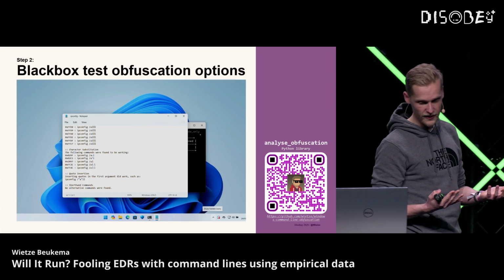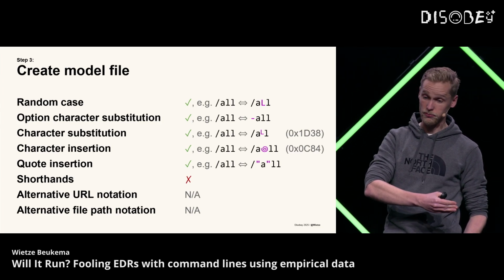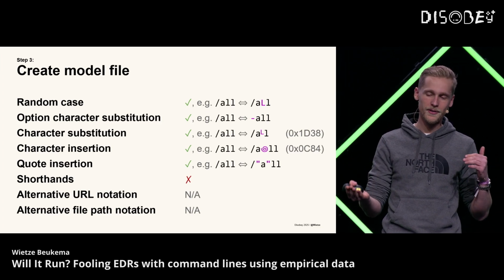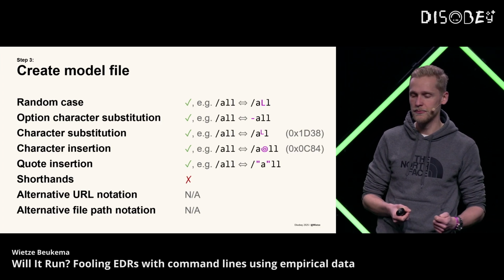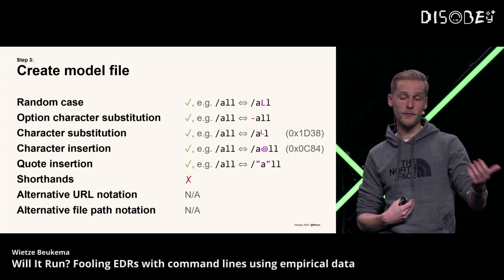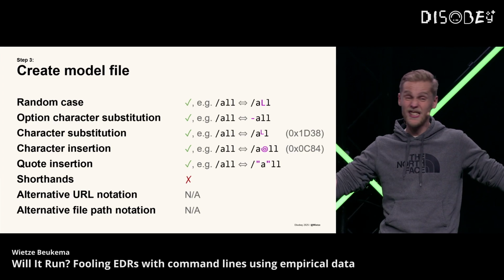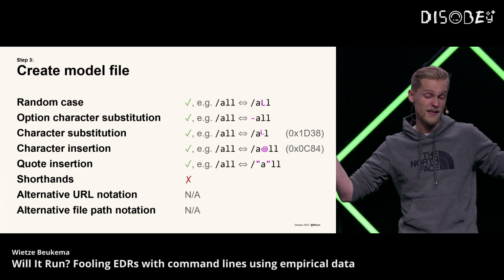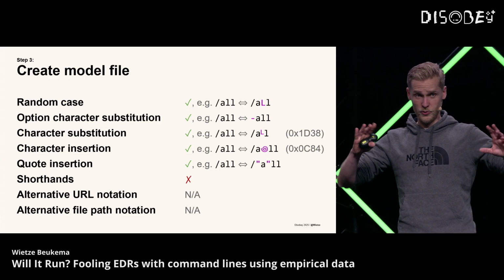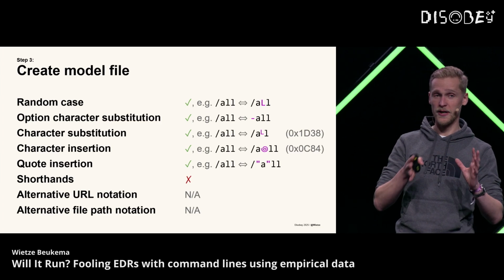So for our example, I ran this against the full Unicode space. This is my result. Random case, yes. Option character substitution, only one, but it still counts, right? You can swap a forward slash with a hyphen. It's something. Character substitution, however, many more. Character insertion, obviously a whole range. Code insertion worked, no shorthands. And URL notation and file path notation, I don't know, because ipconfig doesn't take either, to my knowledge. So not applicable.